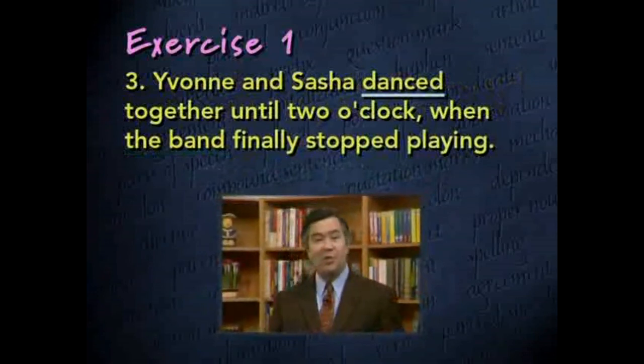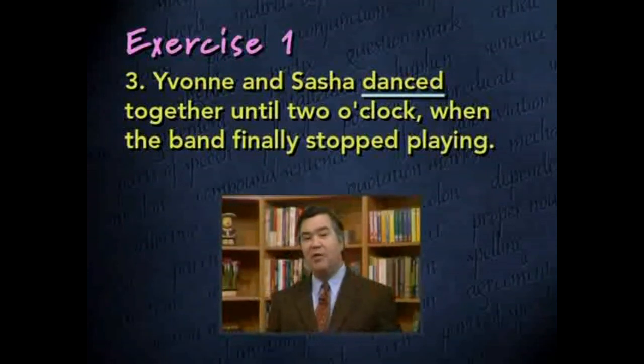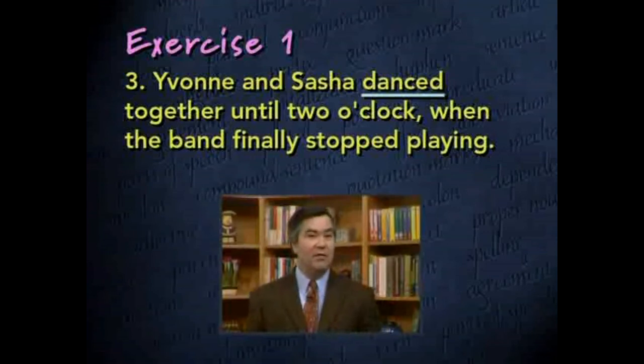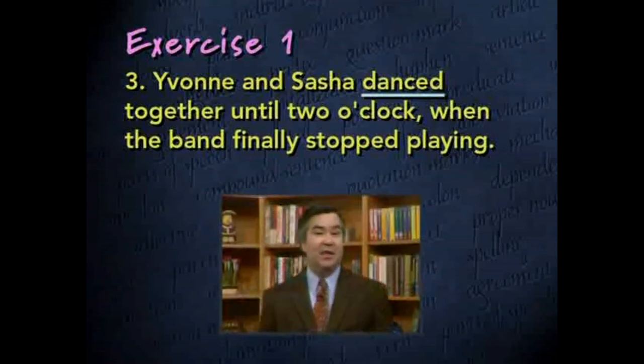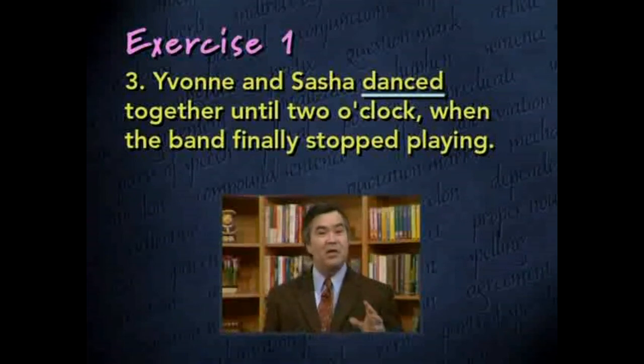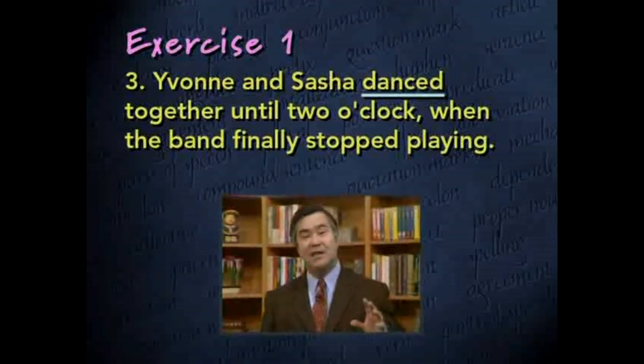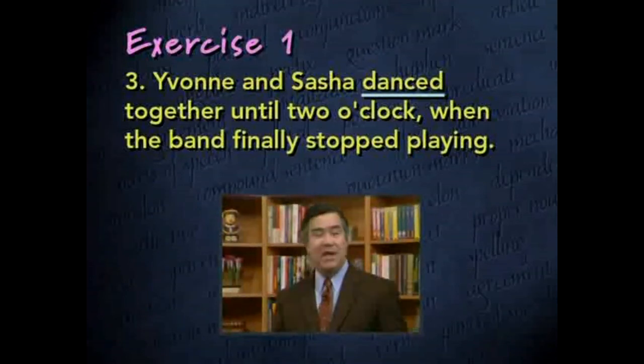Now in this sentence, the word danced is underlined, so that's the verb that we want to focus on. What's the subject of the verb danced? The answer is Ivan and Sasha. Remember that the subject of a verb may be compound. That is, it may be two nouns that are joined by a word like and. So Ivan and Sasha are the subject of the verb danced.